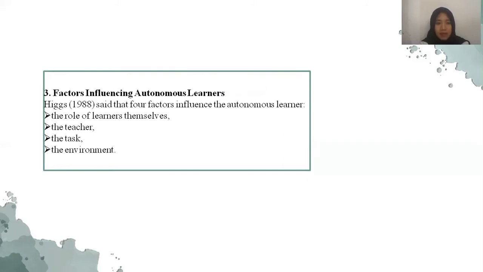And then the task. When the students have a lot of tasks, the students have their responsibility to do the task. That's why the task also influences the students to become autonomous learners. And then the last is the environment. The environment also influences the students to become autonomous learners, because if the environment can support the students to become autonomous learners, it can make students have autonomy in themselves.